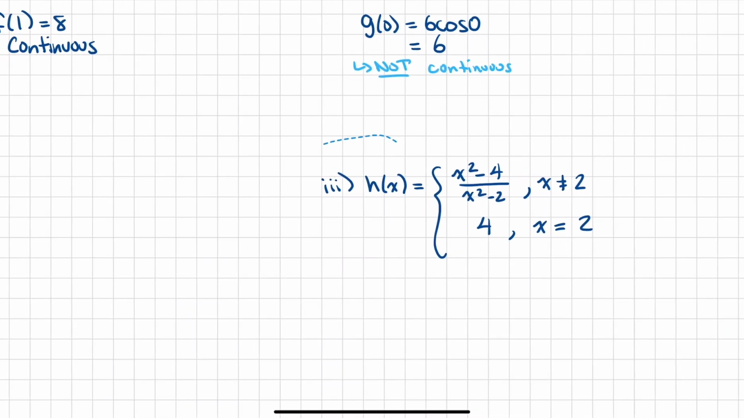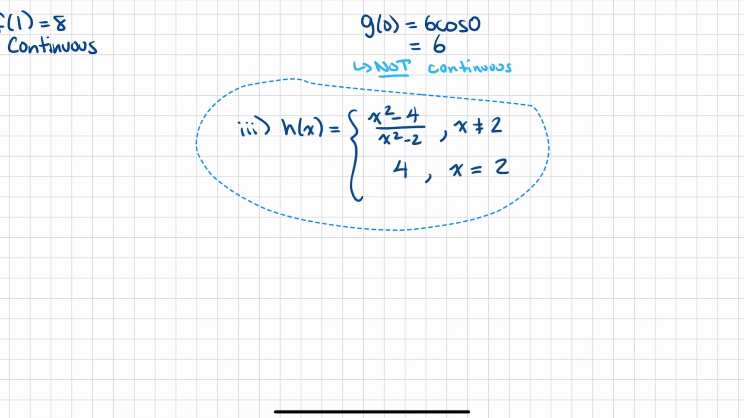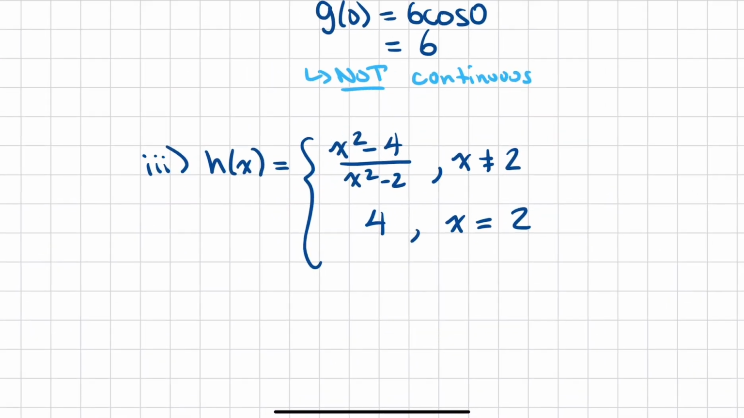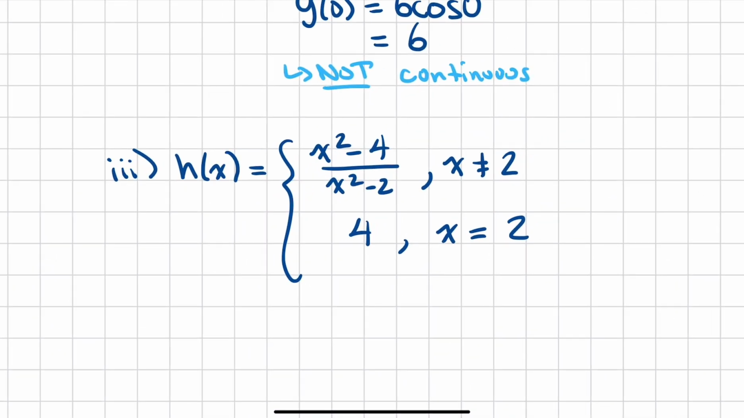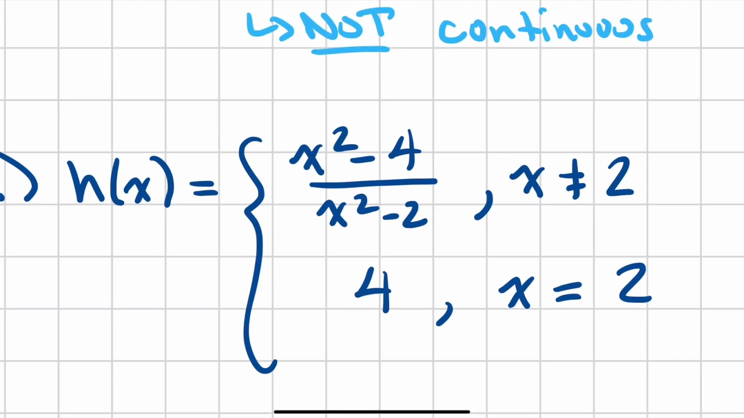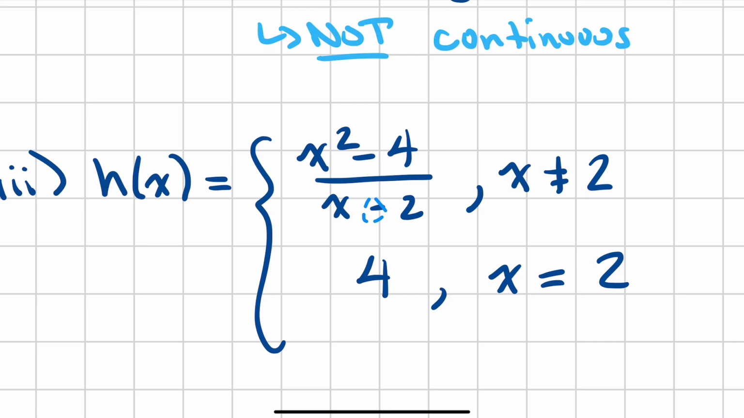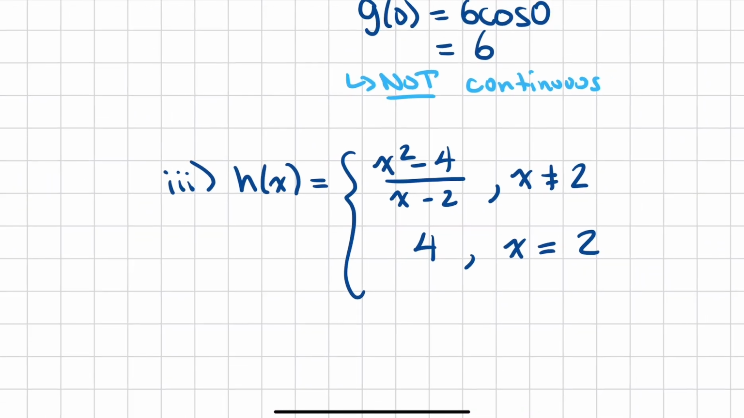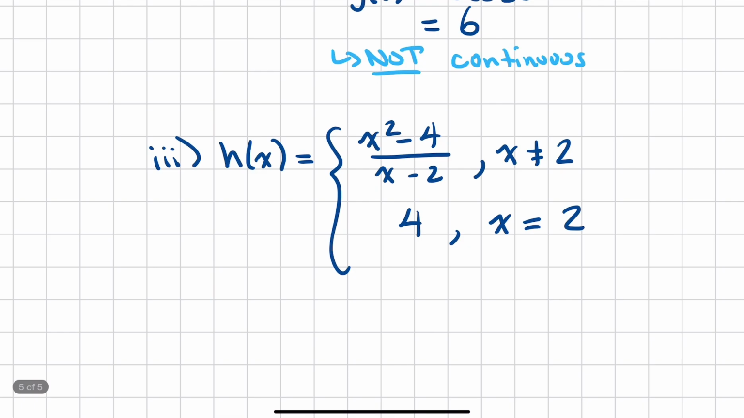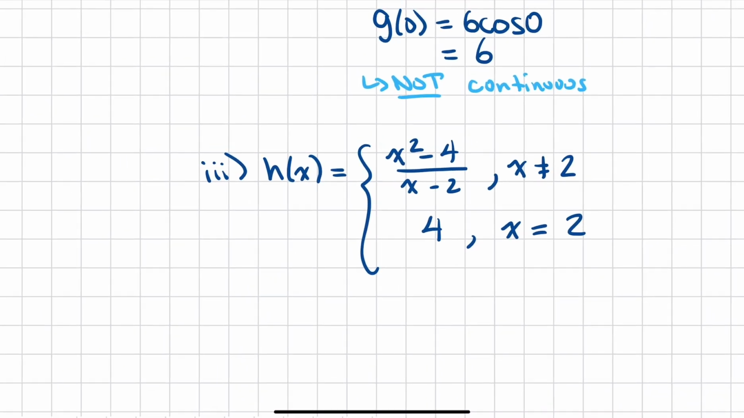Now in this one, we're told h of x is equal to x squared minus 4 over x minus 2. So this should say x minus 2. And then this is when x is not equal to 2. And then we were also told that the function is equal to 4 when x is equal to 2. So let's go ahead and do this. Once again, we need to use limit notation for this one because it is not actually defined at 2.